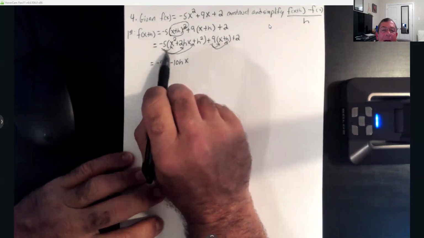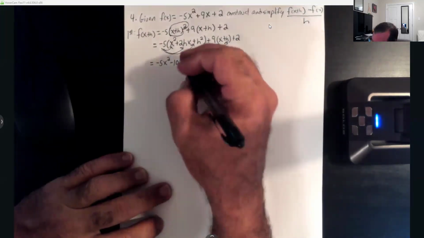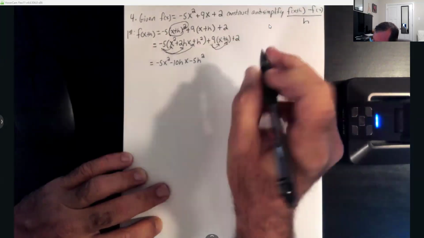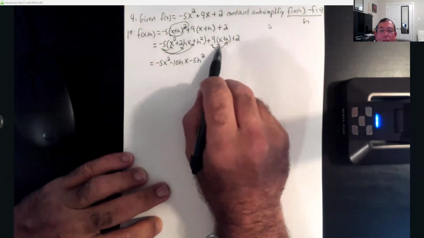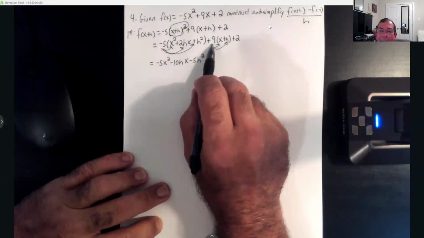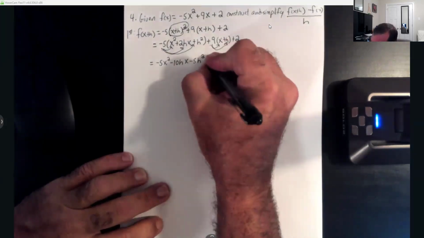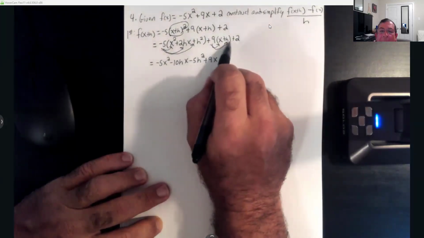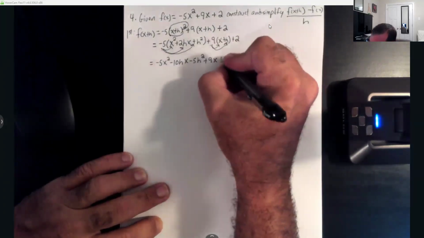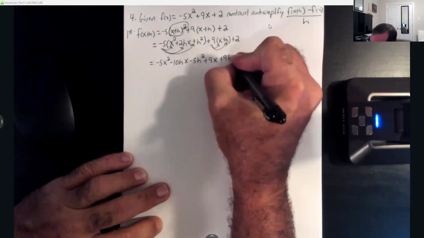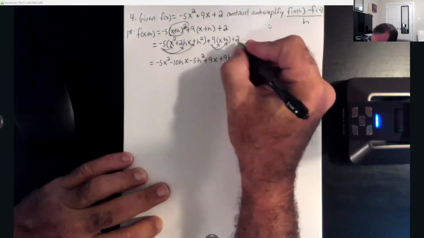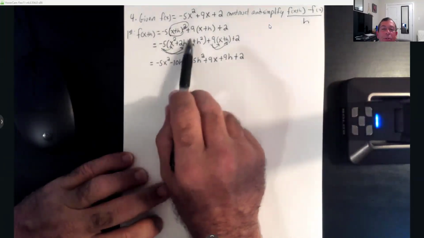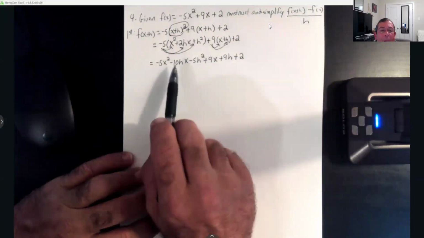And then negative 5 times h squared is a negative 5h squared. So here you distributed the 9. 9 times x is 9x. 9 times h is 9h. And y'all, at the end is my plus 2. So all we did on that step was do our distributing.